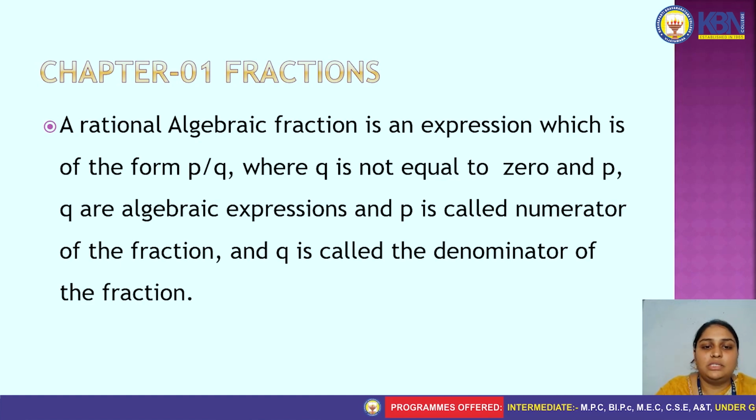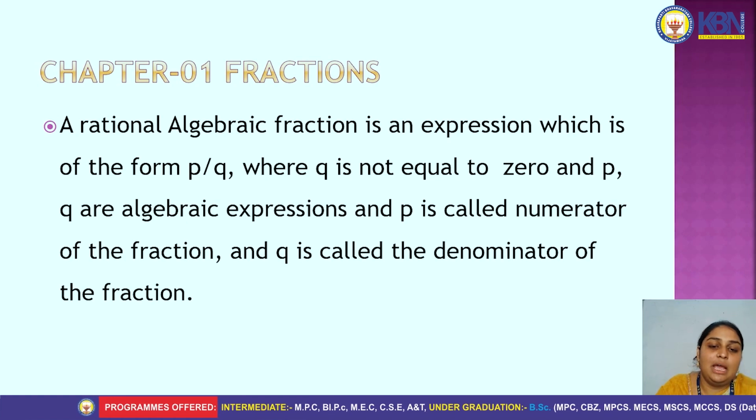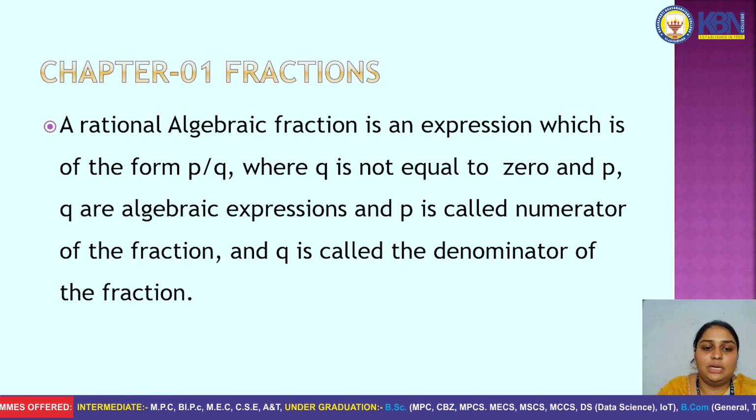A rational algebraic fraction is an expression of the form p by q. Here p and q are both algebraic expressions, and definitely q must be not equal to 0, that is, the expression should not be equal to 0. p is called the numerator of the fraction and q is called the denominator of the fraction. By using this, now we are going to find fractions and exponents in this chapter.